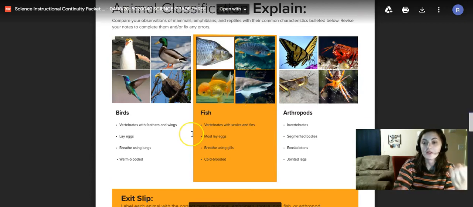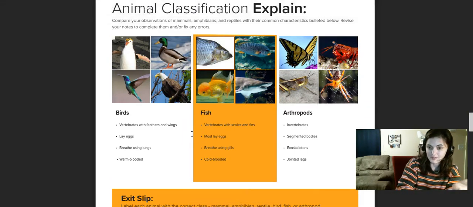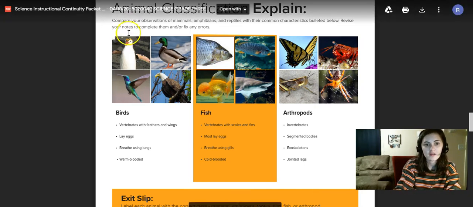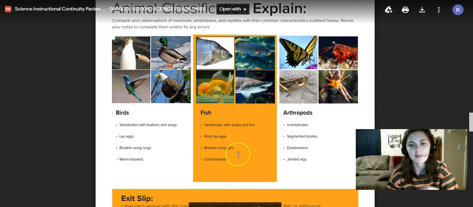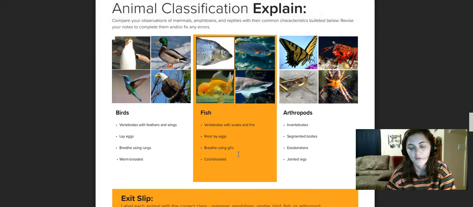On the back of your paper, you already have the answers to these. It's good if you come up with these on your own. And you might have something different that is totally fair to keep in here. Don't feel like you need to change your answers to fit this. Keep what you put. Compare your observations to the mammals, amphibians, and reptiles with their common characteristics bulleted below. So these are just common characteristics. You might have noticed something else. But if you have something that's totally off, go ahead and fix that error.